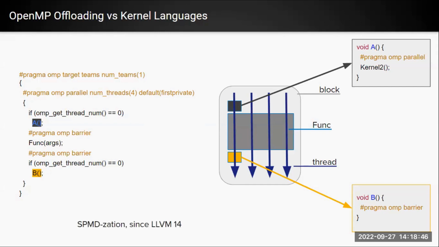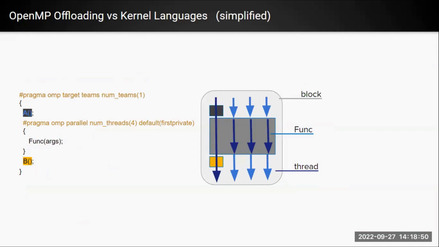Oh yeah, we do that, since LLVM 14-ish, I think. What am I looking at here? Oh yeah. Let's look at how we execute code if we have generic mode. Okay. If we can't get rid of generic mode, we execute it as such.